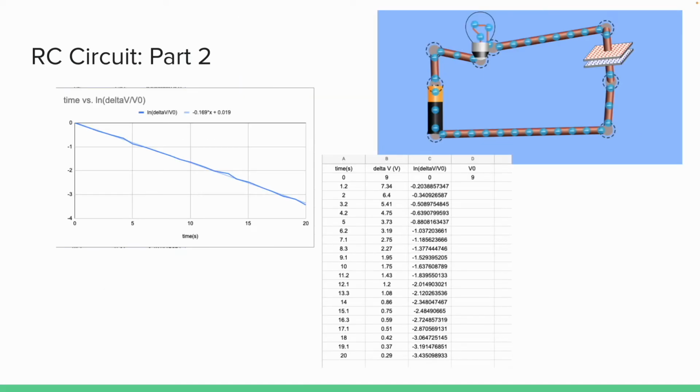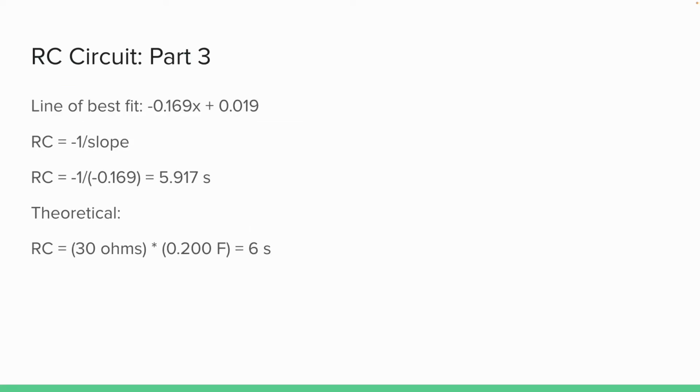Next, we set up an experiment where we had the battery, the light bulb, and the capacitor, and we measured the voltage across the capacitor at different time points over a span of around 20 seconds. We then took these values and took the natural log of the voltage measured over 9 volts, which is the original voltage, and modeled it and found the line of best fit. We're going to use this line of best fit to find the time constant of the circuit.